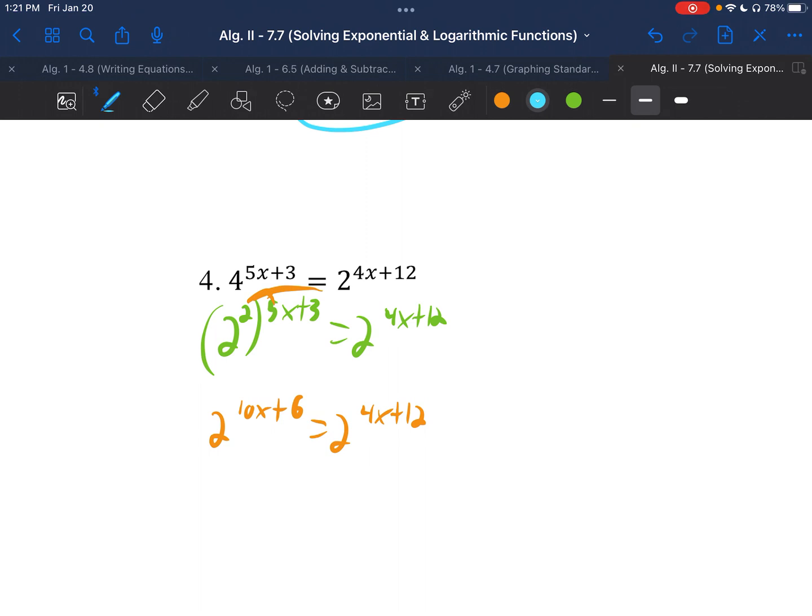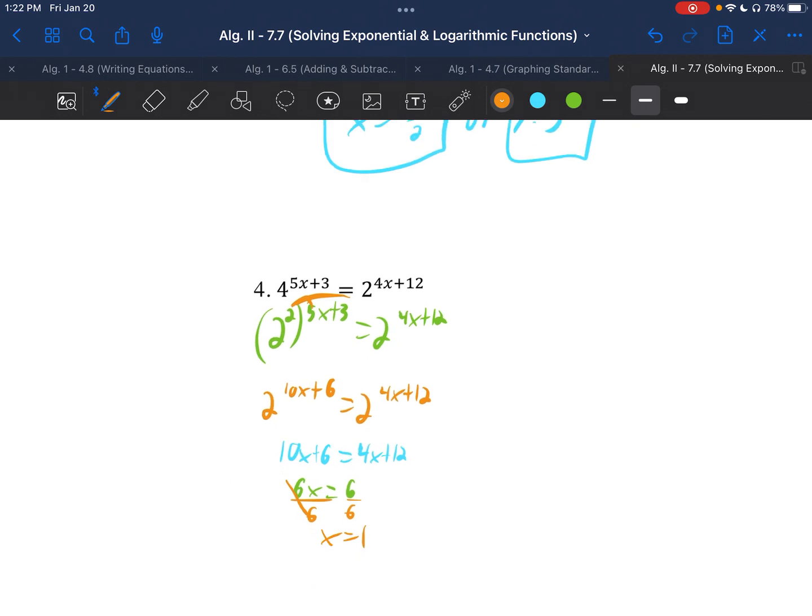Now, since the bases are the same, we can set those powers equal to each other and get 10x plus 6, excuse me, I almost said minus 6, is equal to 4x plus 12. Subtracting 4x from each side gives us 6x. Subtracting 6 from each side gives us 6. Dividing by 6 gives us x equals 1.